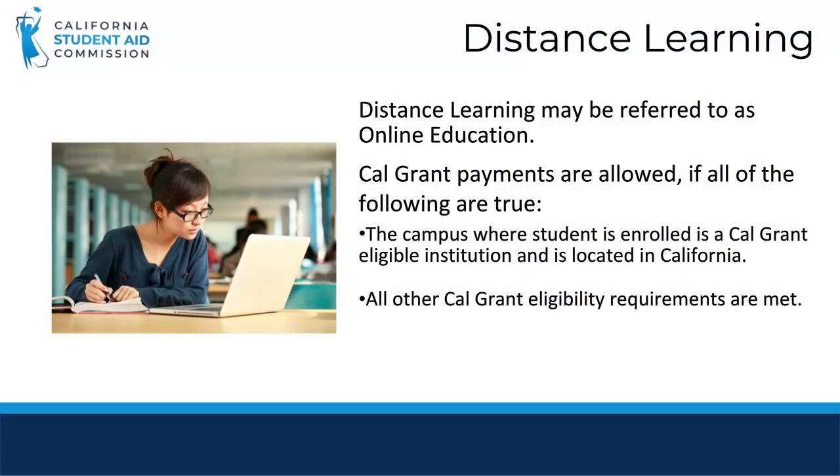Distance learning is the education for students who may not always be at a campus's physical location. Cal Grant payments are allowed if all of the following are true. The campus providing the education is located in California, the student is a California resident, and all other Cal Grant eligibility requirements are met.